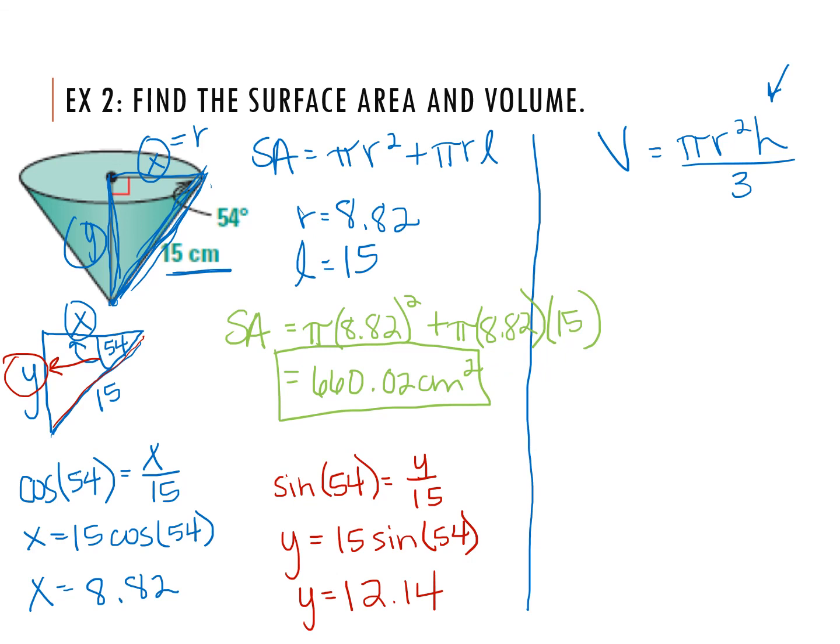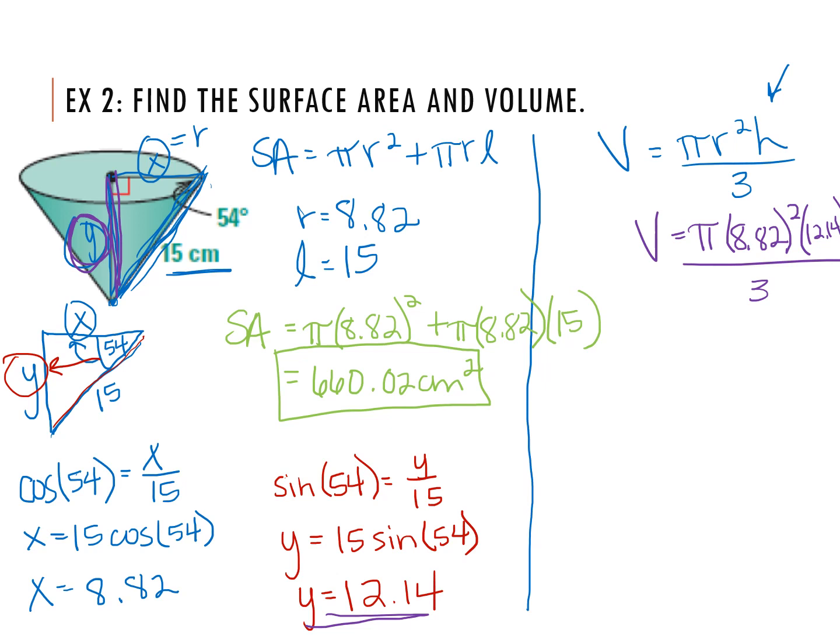Okay? So then let's jump over, and I'm going to change my color again because we're talking about volume over here. So volume, let's plug in what we know. Pi r we found to be 8.82 squared h. Now what is h? H again is the height from the point of our cone to the center of our base, which if you look over here, would be the variable y. And good thing we found that already. Down here, we found that to be 12.14. All of this is going to be over 3.